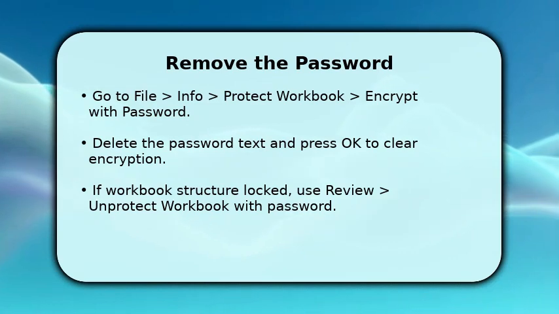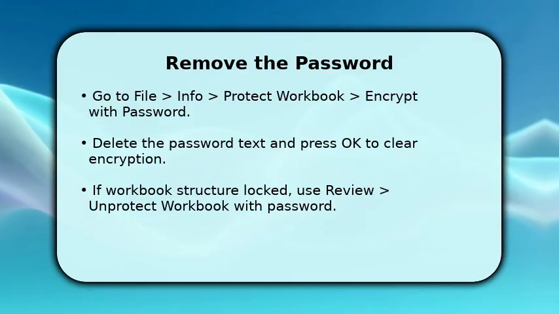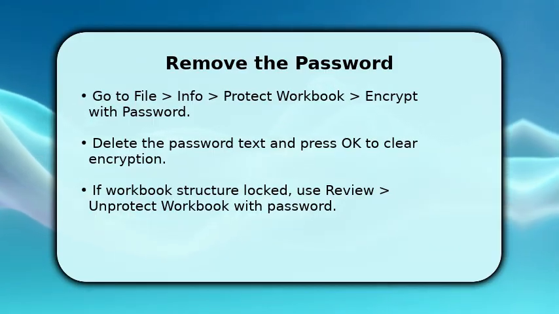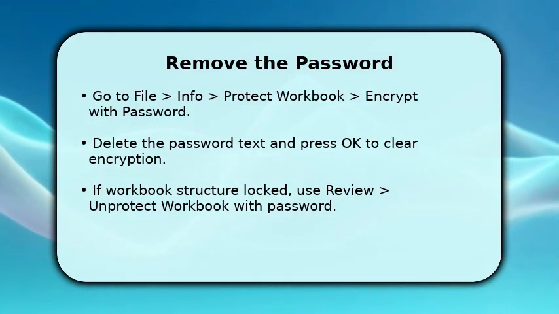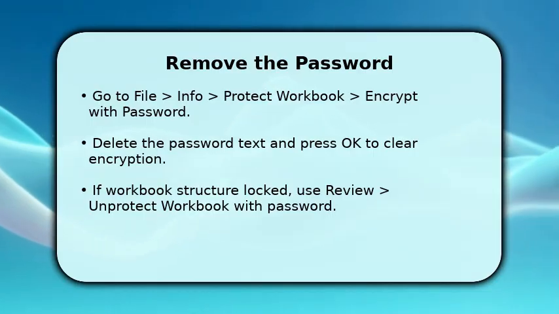Open File, choose Info, then Protect Workbook and select Encrypt with Password. In the dialog box, carefully erase the existing password text field and click OK. Excel treats an empty field as no password and will remove encryption.